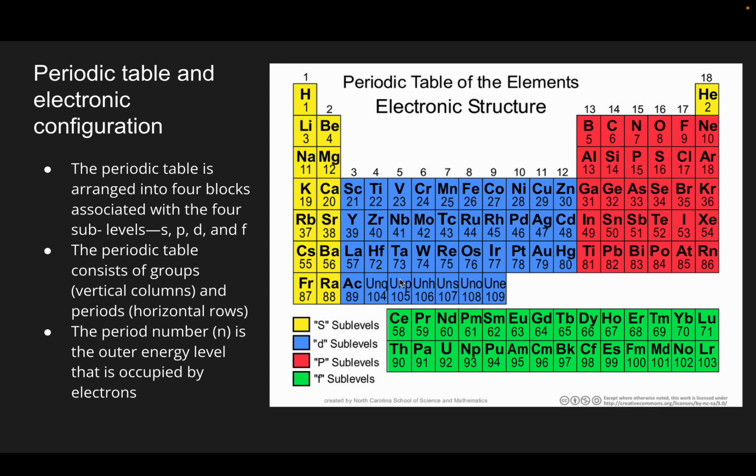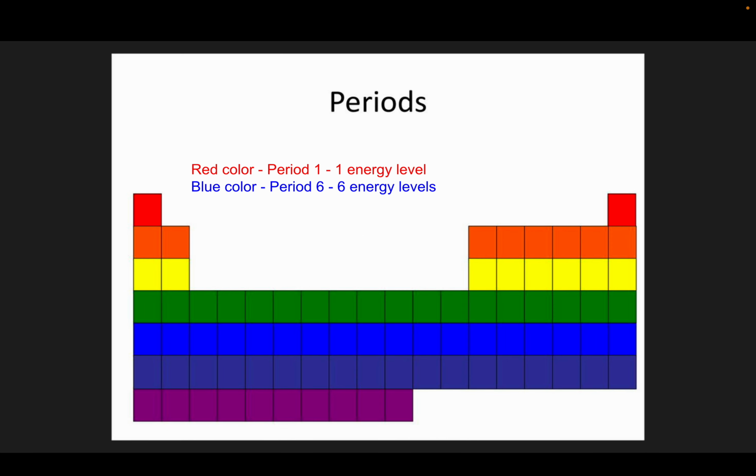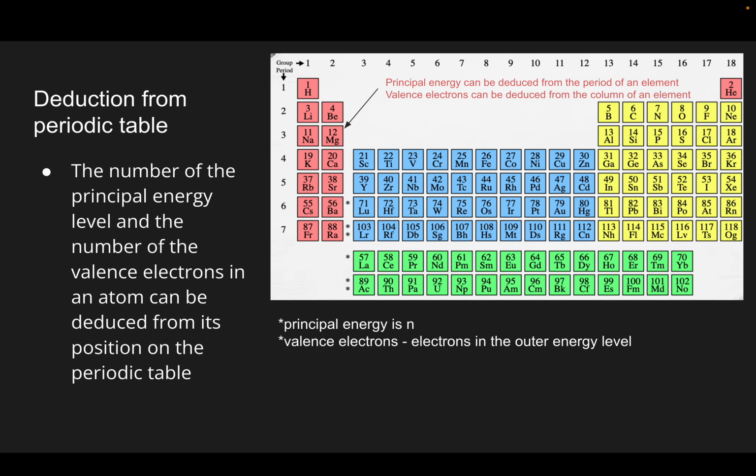Then the period number n is the outer energy level that is occupied by electrons. So for example, let's take hydrogen. It has only one energy level, that's why it's in period 1. And for example, here you can see blue color, it's period 6. And these elements have 6 energy levels.